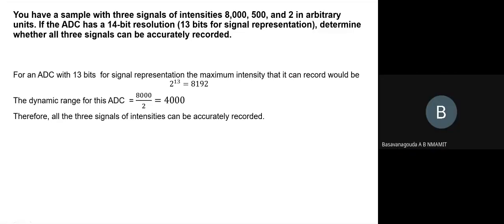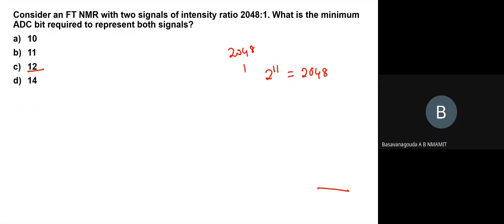Another previous question. In this question, they are telling that in FT-NMR the two signals' intensity ratio is 2048 to 1.